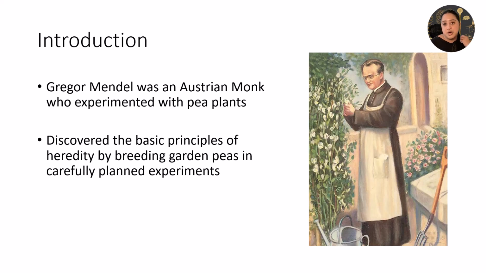Everything we know about genetics really started with this guy, Gregor Mendel. He's often called the father of genetics. Gregor Mendel was an Austrian monk, and he had a lot of time. He also really liked gardening, and so he ended up experimenting with different pea plants. The green peas that we eat come from a full plant with flowers. By doing so, and having just curiosity, he discovered the basic principles of heredity by breeding these garden peas in very carefully planned experiments. And we learned a lot.